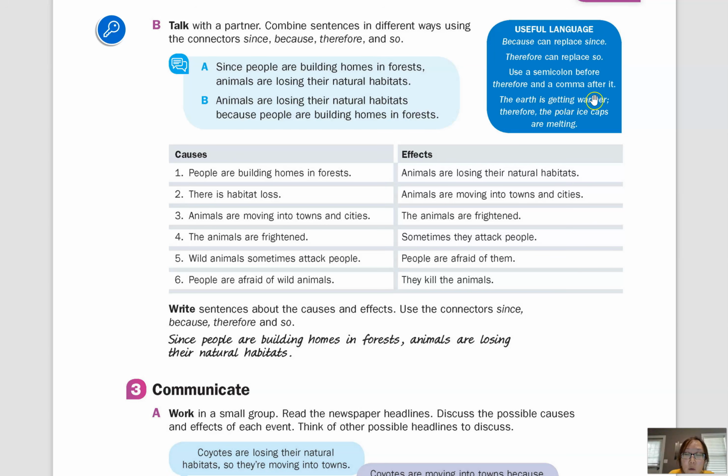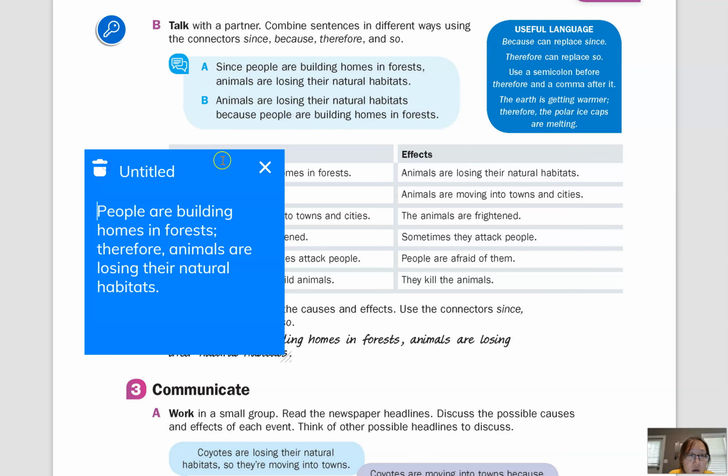So you can see this example. The earth is getting warmer. And this is the semicolon. Therefore, comma, the polar ice caps are melting. And I did the same thing for this example. So if you look here, you can see people are building homes in forests, semicolon. Therefore, comma, animals are losing their natural habitats. So people are building homes in forests, so animals are losing their natural habitats. When we use so, you do not need to use a semicolon, just a comma.